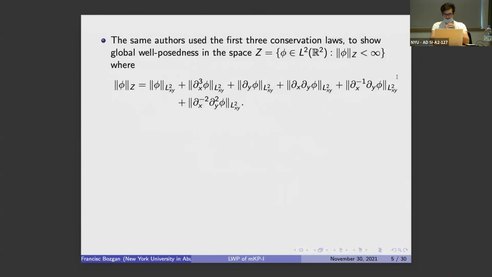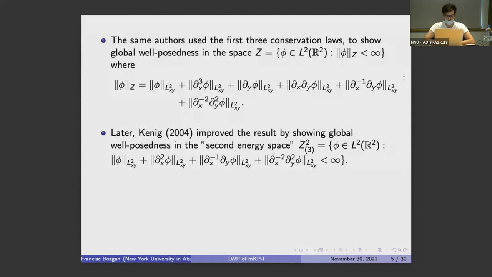Using these conservation laws, Saut, Tzvetkov and Molinet, as I mentioned, constructed a space Z, and you see there the norm of Z. This means that we have to control three derivatives in x, two derivatives in y, and minus two derivatives in x. In this space, they were able to show global well-posedness by using the anisotropy of the equation and also the conservation laws.